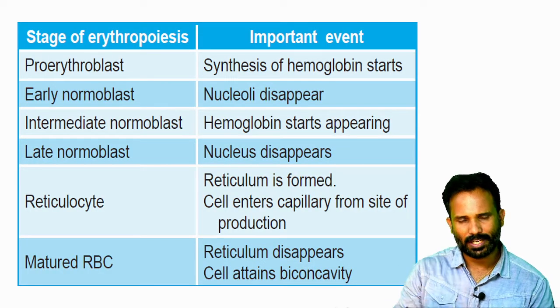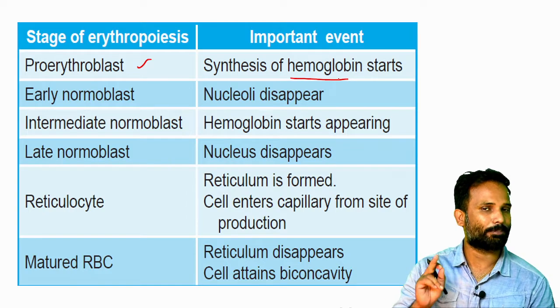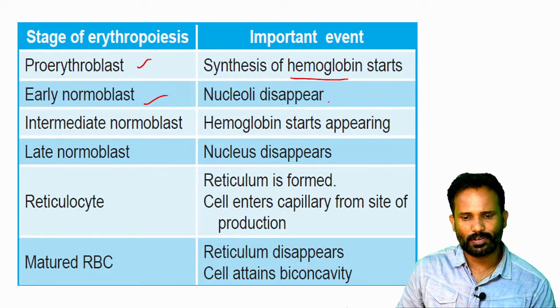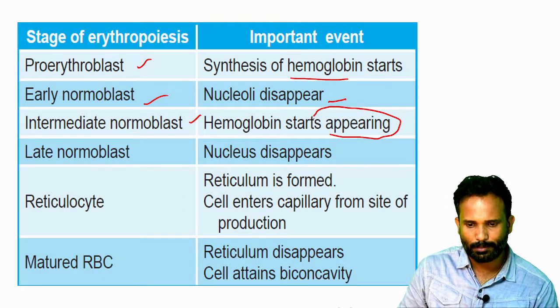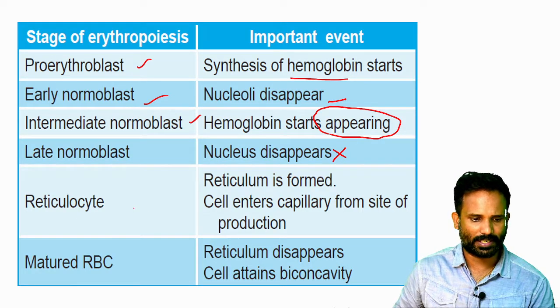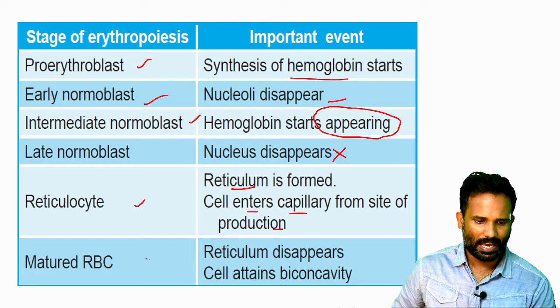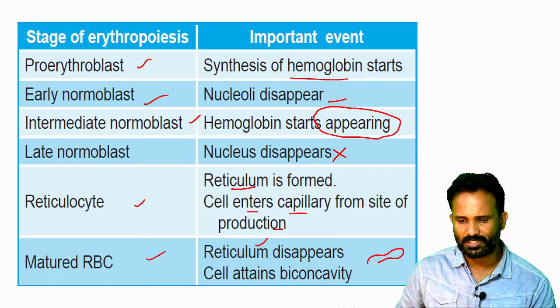So, a summarization of all these stages: Pro-erythroblast, here synthesis of hemoglobin starts, but it is not appearing. Early normoblast, nucleoli disappear. Intermediate normoblast, hemoglobin starts appearing. Late normoblast, nucleus is disappearing. Reticulocyte, reticulum is present, and the cell enters the capillary here. And the mature RBC, reticulum disappears, and the cell now reaches the biconcave shape.